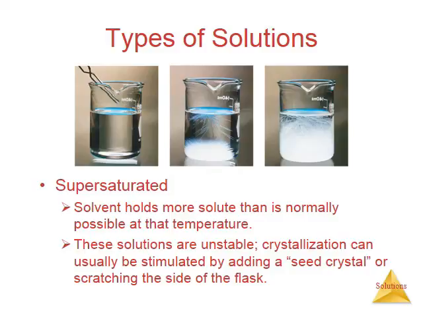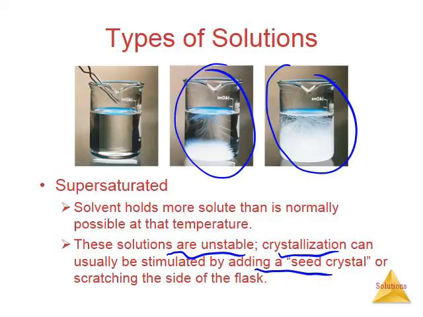Supersaturation. In this case, the solvent holds more solute than normally possible at that temperature. These solutions are pretty unstable, and crystallization can happen by a simple seed crystal or scratching the side of the flask, and that's what you're seeing in the figures on the right hand side.